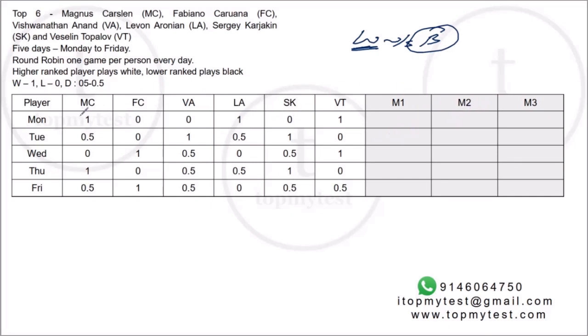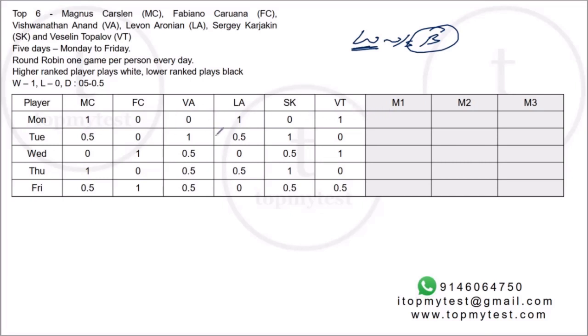Okay, now on first day, all 3 matches ended in a result. All 3 matches had a result in it. So we don't know who played against who. Like just with the first statement, we cannot figure out. Like Magnus Carlsen can beat FC or VA or SK. So we don't know that. Similarly, LA can beat any of the 3, VT can beat any of the 3. So we'll come back to this later.